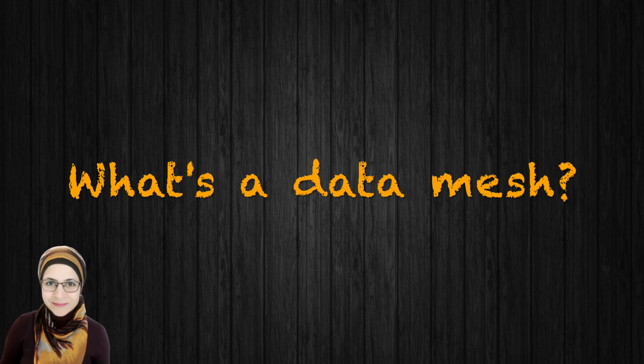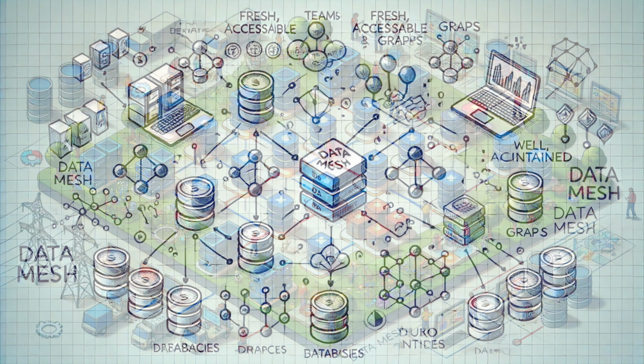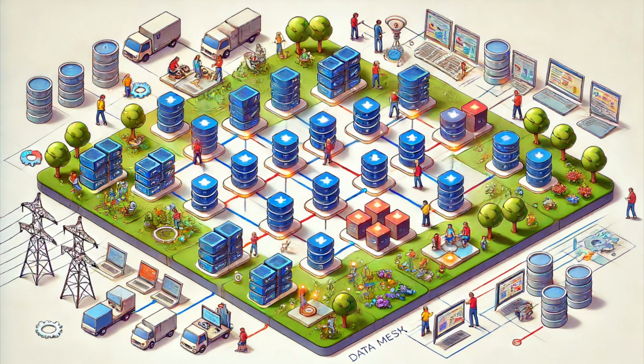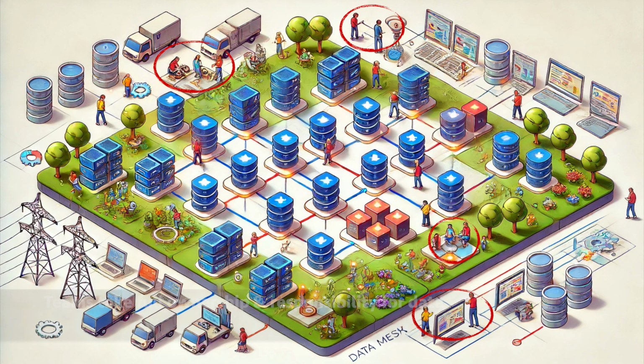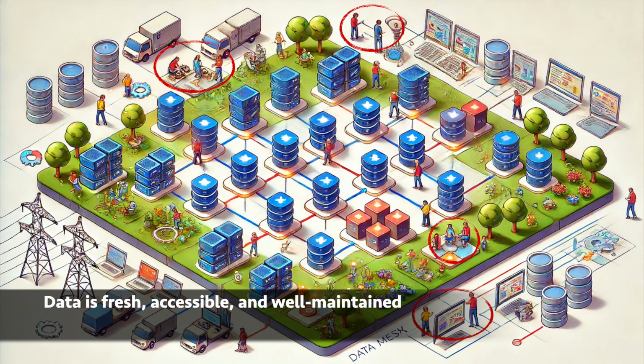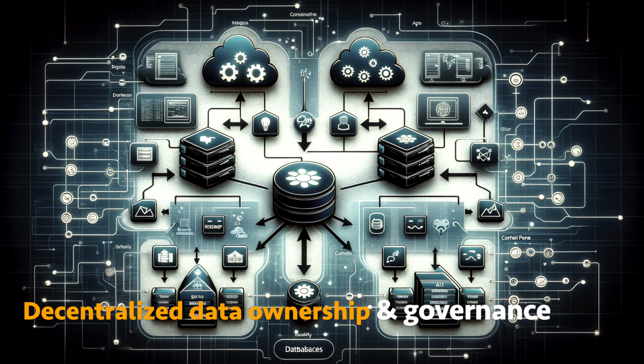What's a data mesh? On the flip side, a data mesh is a pattern for managing data in a microservices environment. Imagine your data landscape as a bustling marketplace. A data mesh transforms this market by treating each piece of data like a precious product, with individual teams acting as dedicated shopkeepers. These teams take full ownership and responsibility for their data stores, ensuring data is fresh, accessible, and well-maintained. This approach decentralizes data ownership and governance.